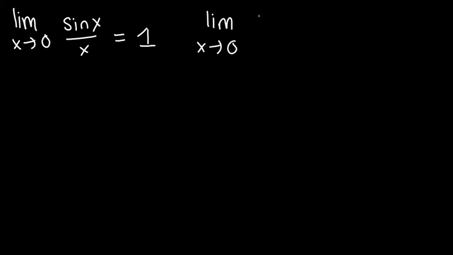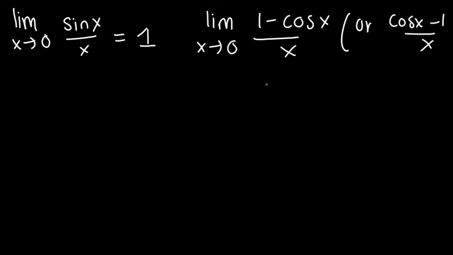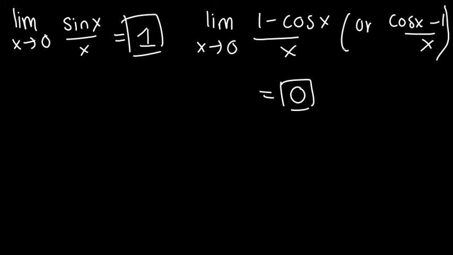So we're almost done now. Cosine x minus 1 over x is equal to... Okay, so these are the two different limits which you can memorize. Either of those would be equal to the same value.